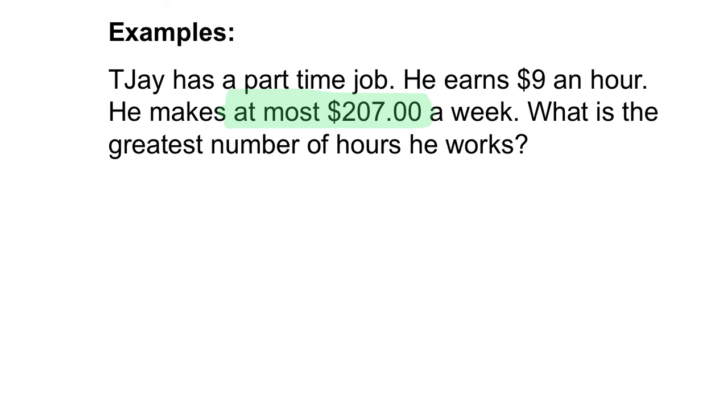So if I'm going to represent this with TJ, what TJ makes has to be less than or equal to $207. Because he makes at most $207. So what he makes is either going to be that much or less. So to represent what he makes, if he makes $9 an hour, well, that's a rate. And that's all he makes. It doesn't mention anything else. So 9x. And again, I could take the time to solve that by dividing by 9 on both sides and getting a solution to this. But I'm not really worried about that at this moment. I just want us to be able to set it up.